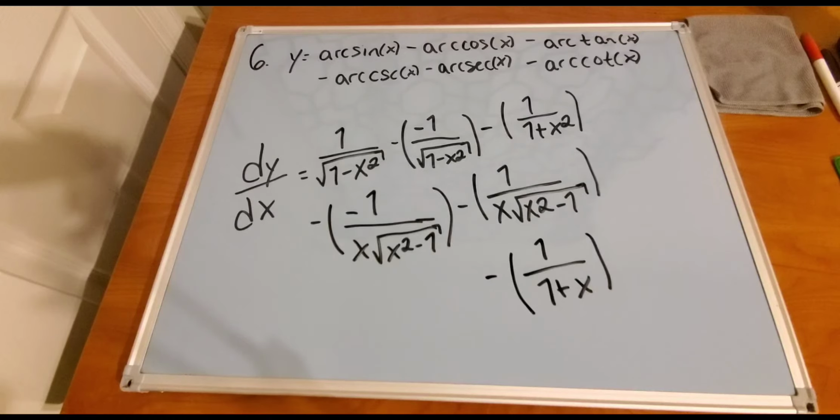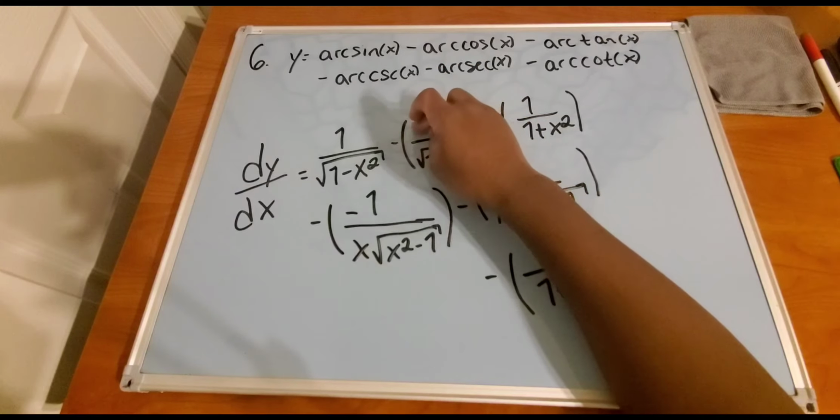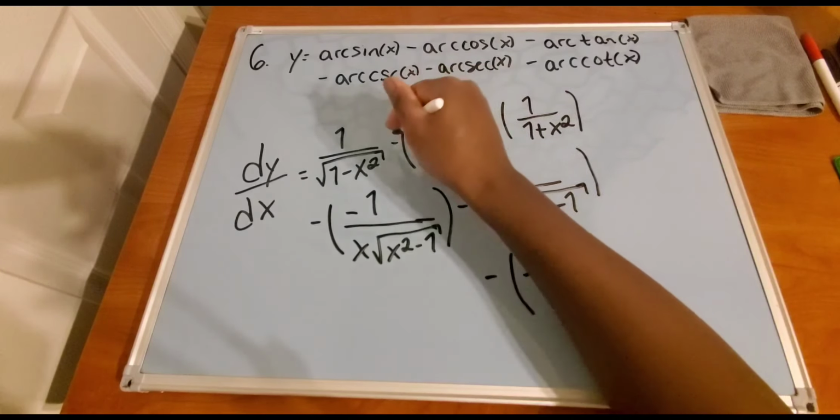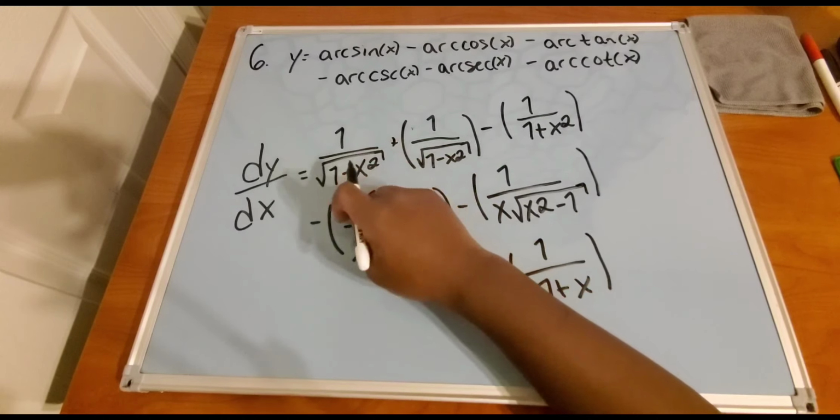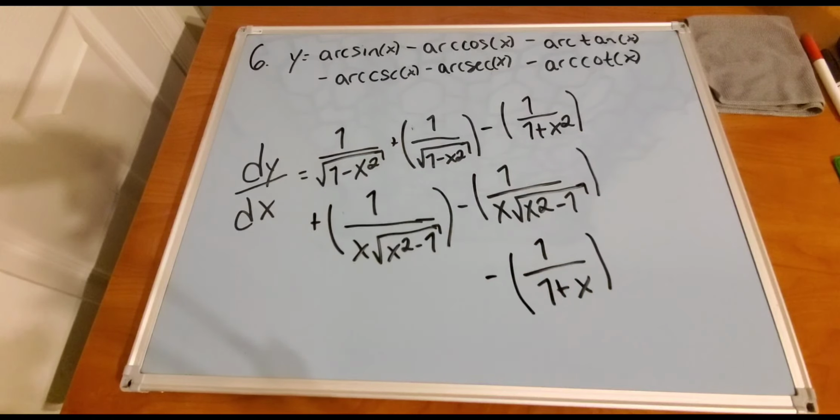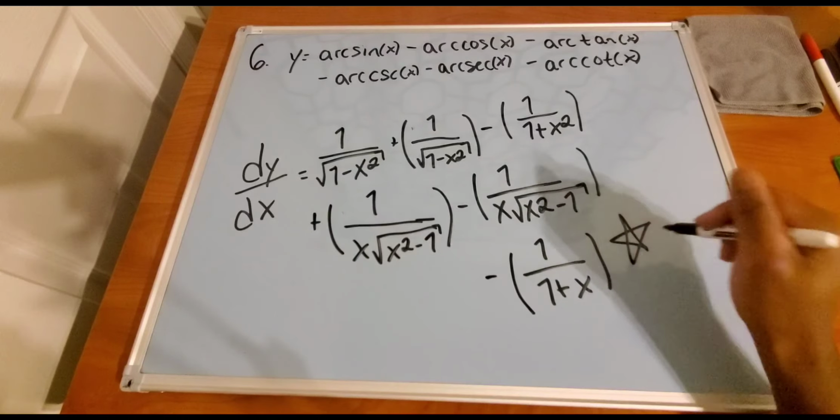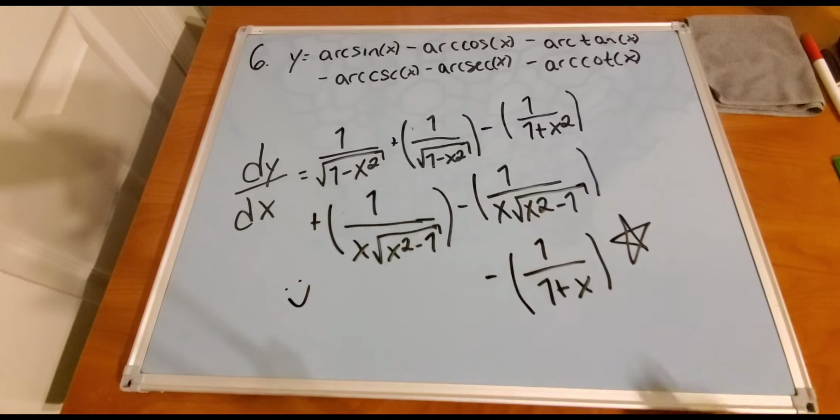Now what we can do is we can distribute out some negative 1s. So negative 1 times negative 1 is positive 1. Negative 1 times negative 1 is positive 1. And this is our final answer. If you know the derivatives, it's not too bad.